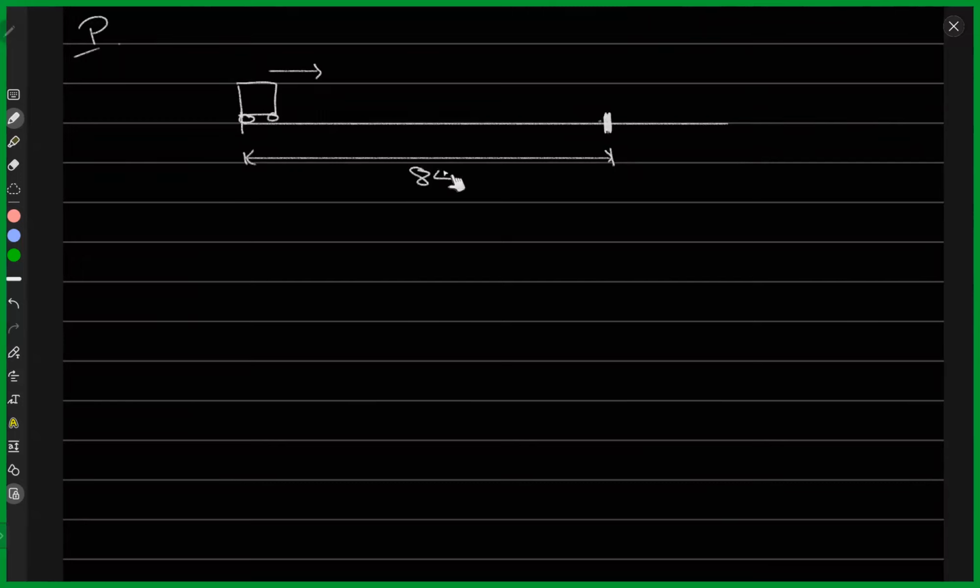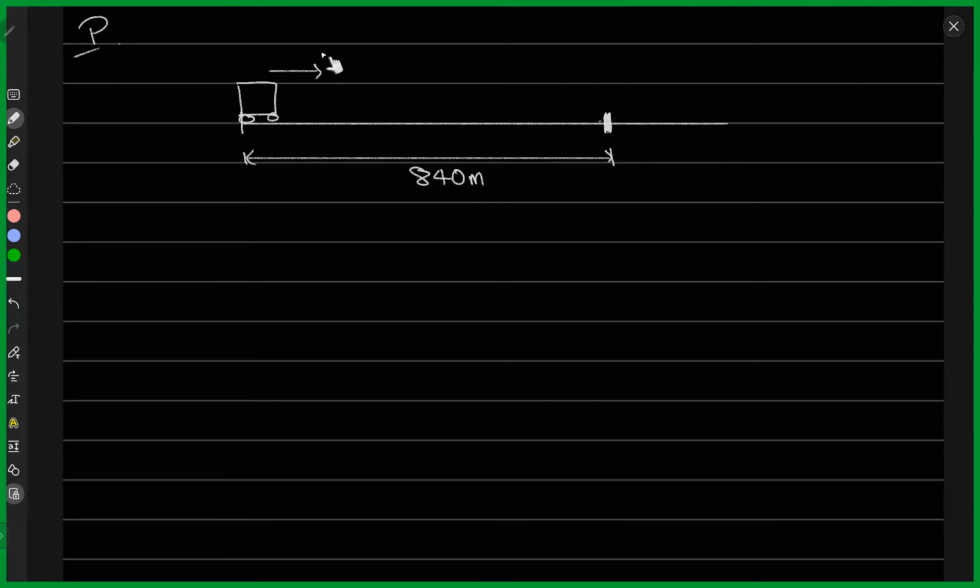Suppose that I have a car, and this car is going to travel along this straight line. And suppose the car is going to start its journey from this point, right? And is going to move like this. Suppose this much distance from the starting point to this point, the distance is, let's say, 840 meters, for example.